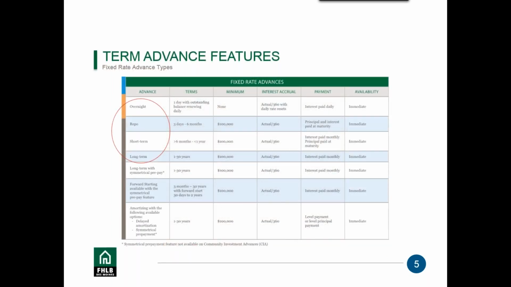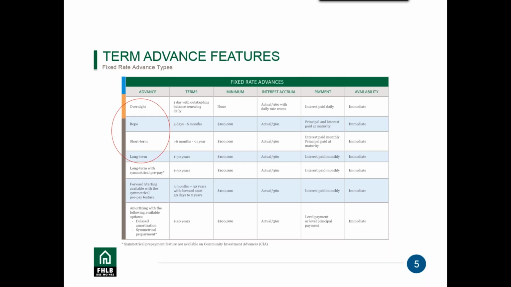So we'll classify non-structured term advances for this purpose into four categories: overnight, repo, short-term, and long-term. These categories are primarily delineated by maturity, with repo advances ranging from 3 days to 6 months, and we'll call short-term advances ranging from 6 months to 1 year. A long-term advance can post a maturity from 1 year all the way out to 30 years.